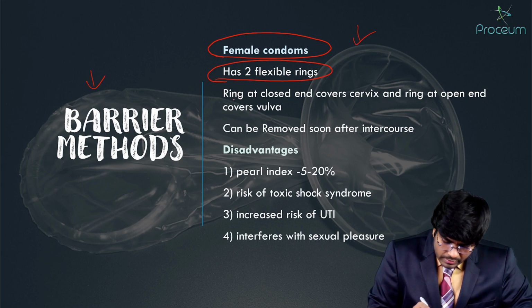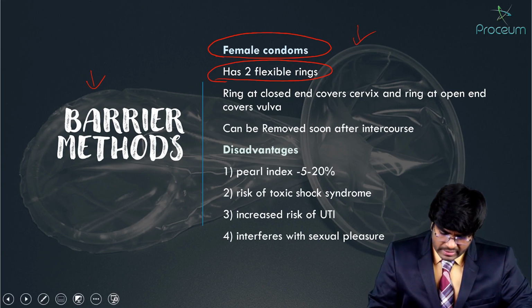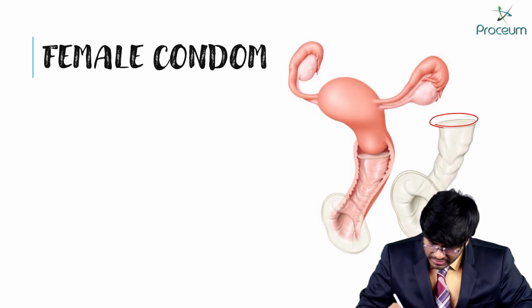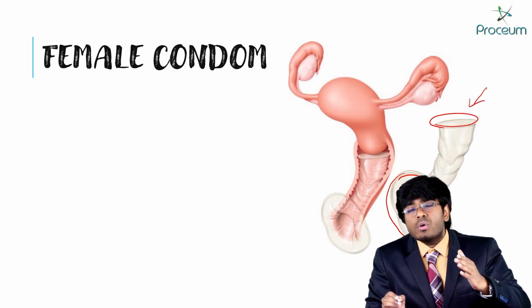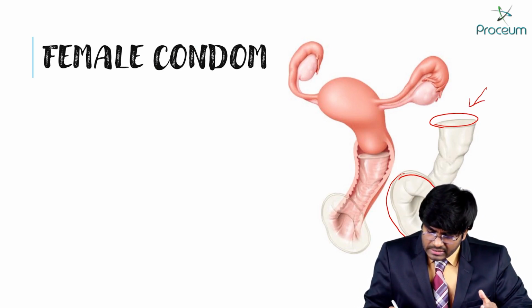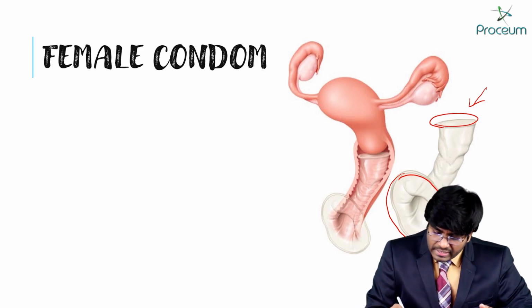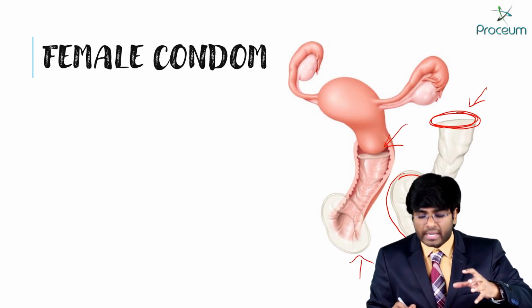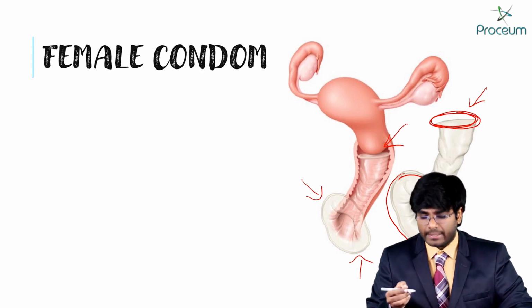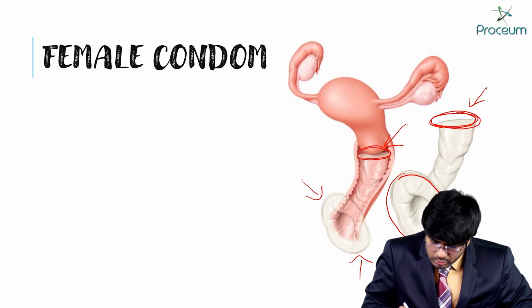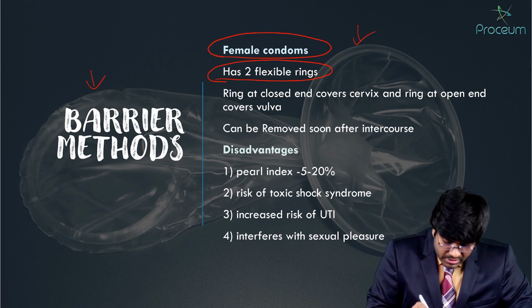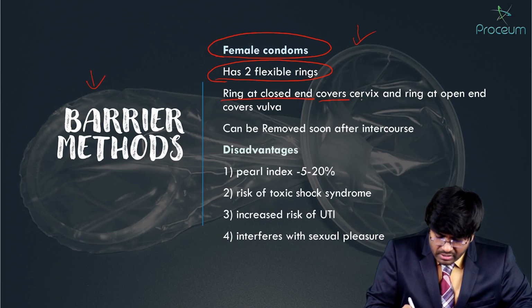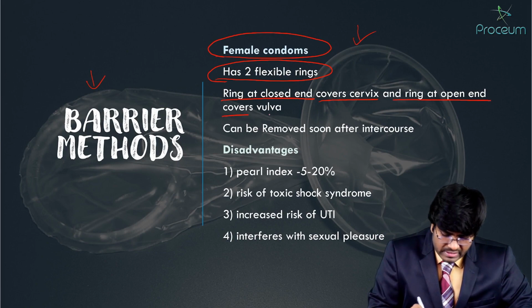Now let me show you another image so that it will be more clear. Guys, please concentrate here. This is 1 ring and this is the other ring. See, this ring is at a closed end, and the other ring is at the open end. The ring at the closed end goes towards the cervix, and the ring at the open end is covering the vulva outside. This closed ring is going to closely adhere to the cervix. Now, please concentrate on this point. The ring at the closed end covers the cervix and the ring at the open end covers the vulva.